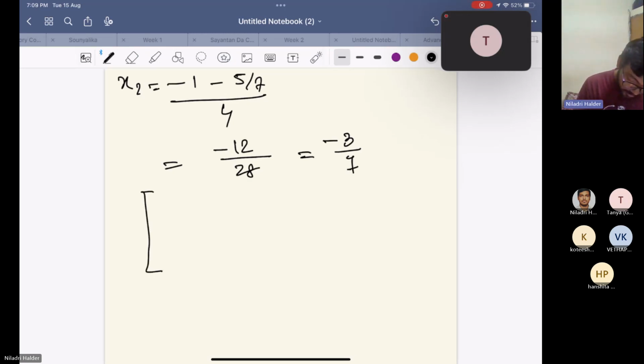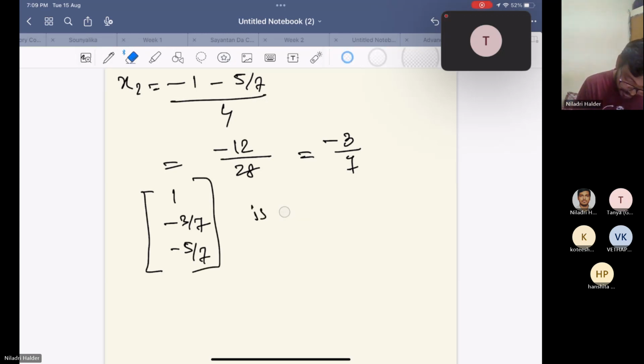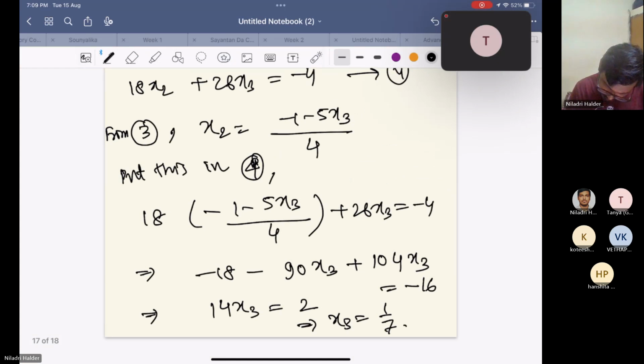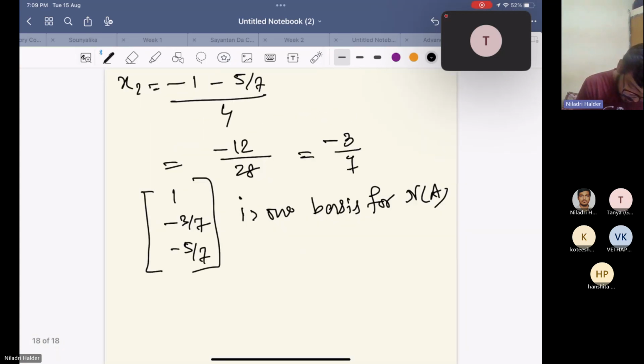So now the basis will be this: 1, minus 3 by 7, and then minus 5 by 7, 1. The basis is not unique, so this is one basis for the null space of A. By 7. Oh, sorry, this is 1 by 7 only. Okay, you can check whether it's correct or not.